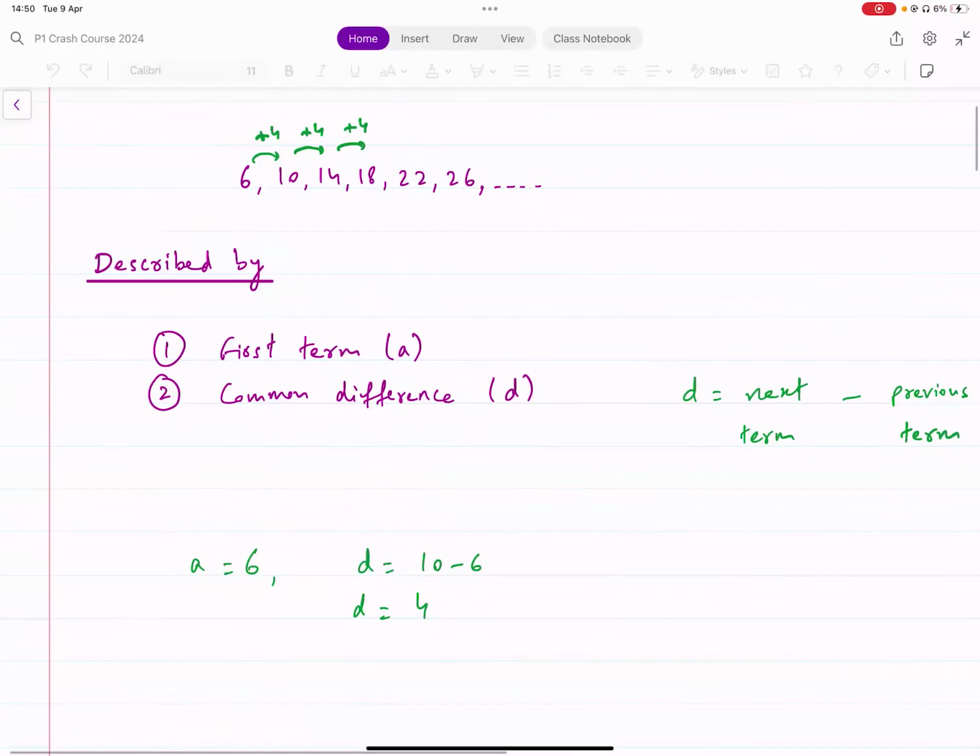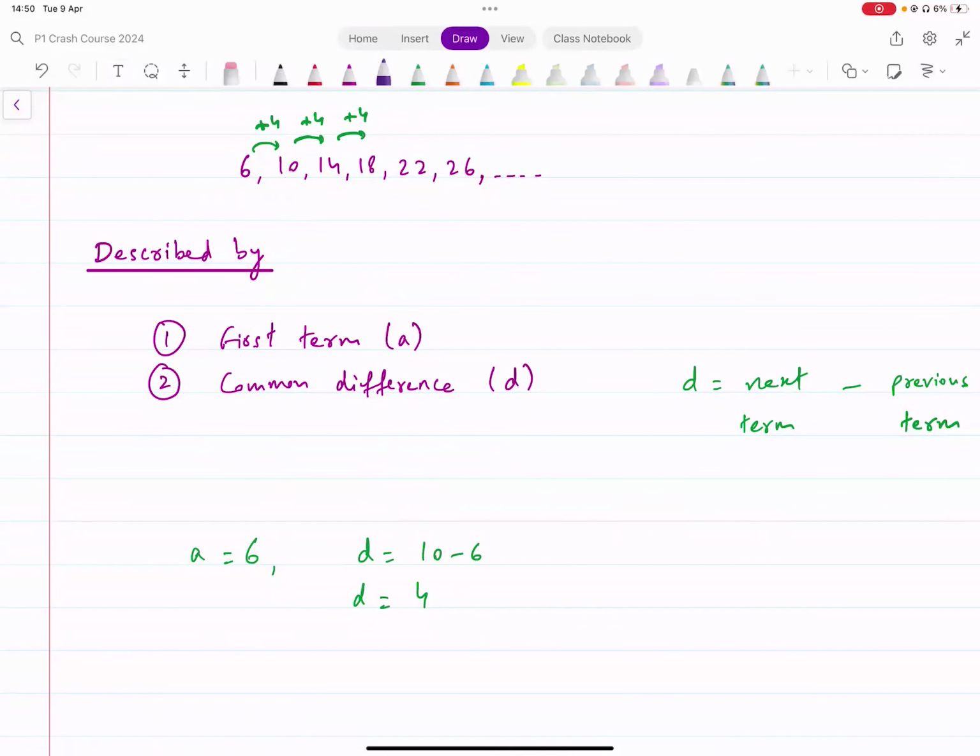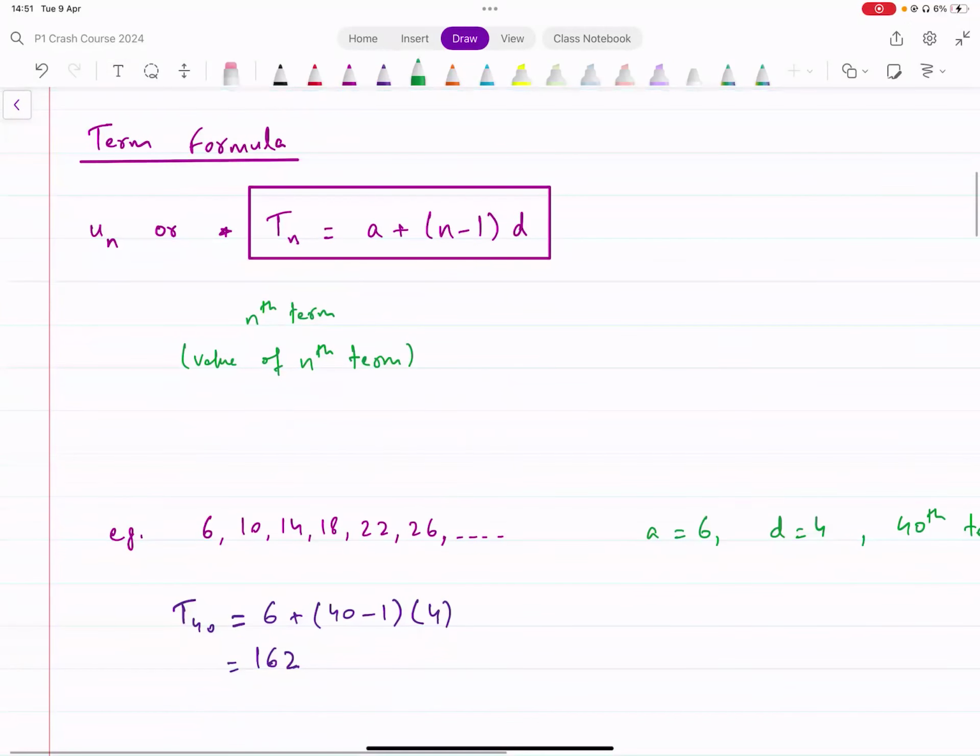Arithmetic sequence is basically a sequence in which the difference between consecutive terms is constant. It's defined by two things: first term and common difference. How do you find difference? Next term minus the previous term. There's a term formula that we use to find a specific term in the sequence. That's a plus n minus 1 times d.